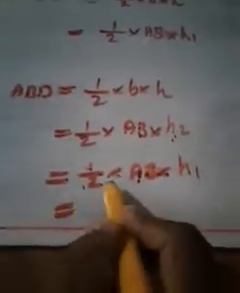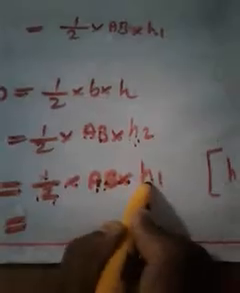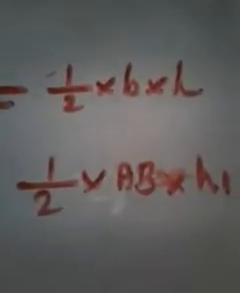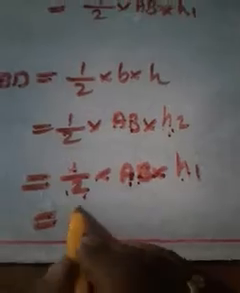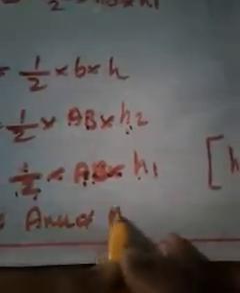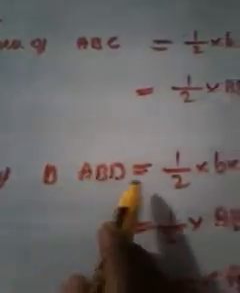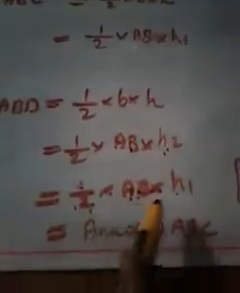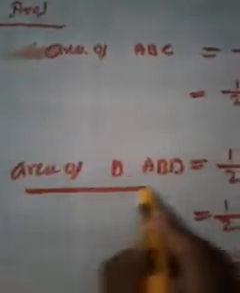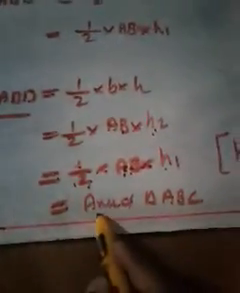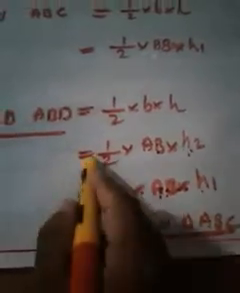And now you just see, what is half into AB into H1? Half into AB into H1 is nothing but the area of triangle ABC. So instead of half into AB into H1, what can I write? Area of triangle ABC. You just see, we started with the area of triangle ABD, and finally after some modification we reached the area of triangle ABC. So what does it imply? Area of triangle ABD and area of triangle ABC are equal.